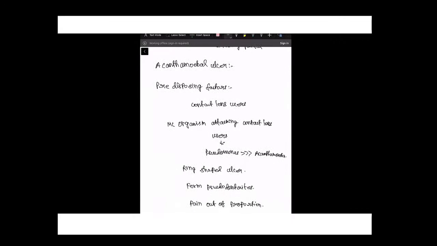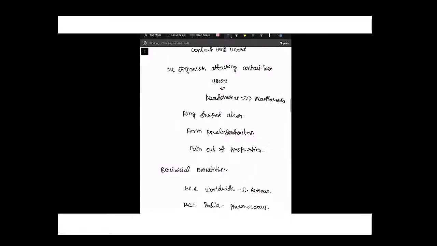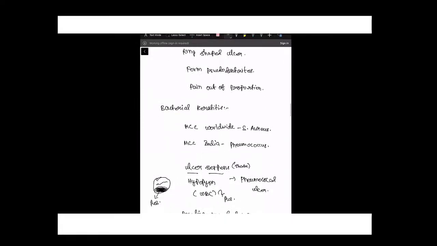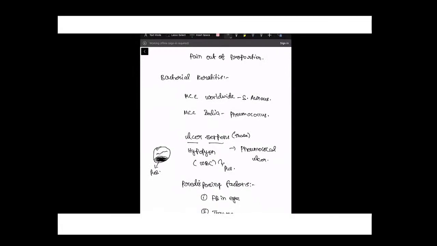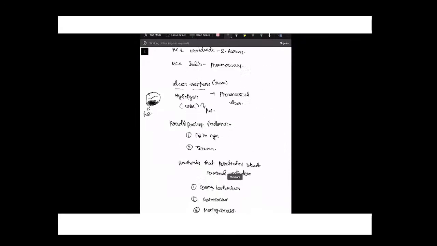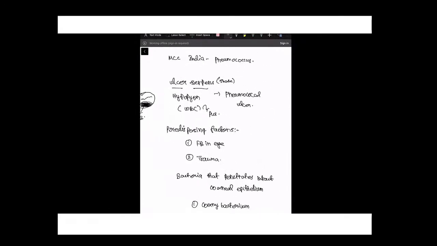Acanthamoeba ulcer: the predisposing factor is going to be a contact lens user, and the most common cause of ulcer in a contact lens user is going to be Pseudomonas, more common than Acanthamoeba. It's going to be a ring-shaped ulcer. In bacterial keratitis, the most common cause worldwide is going to be Staph aureus, and the most common cause in India is going to be pneumococci.